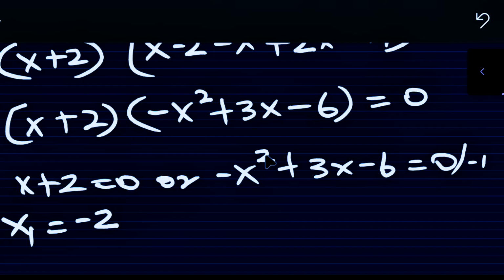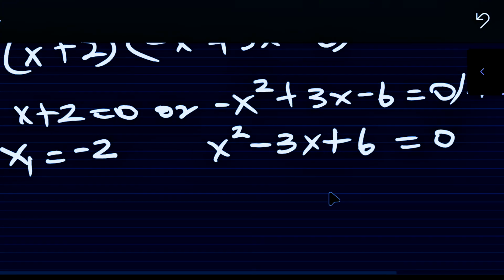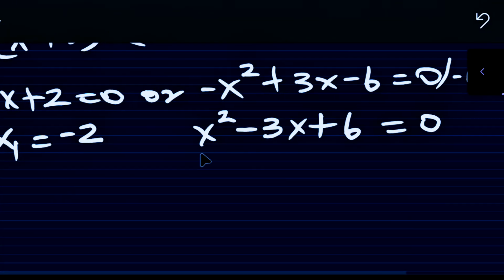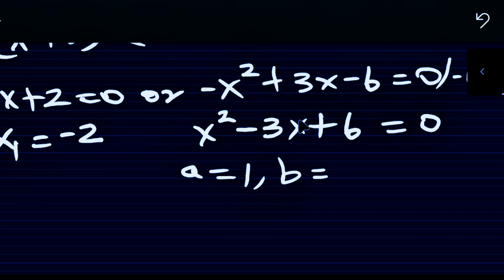Negative 1 times negative x squared will give us positive x squared. Negative 1 times positive 3x will give us negative 3x. Then negative 1 multiplied by negative 6 will give us positive 6, and this equals 0. So we can get the remaining values of x from this quadratic equation. Let's find all the parameters that we need. A equals the coefficient of x squared, which is 1. B equals the coefficient of x here, which is minus 3. And C equals 6, which is the constant.